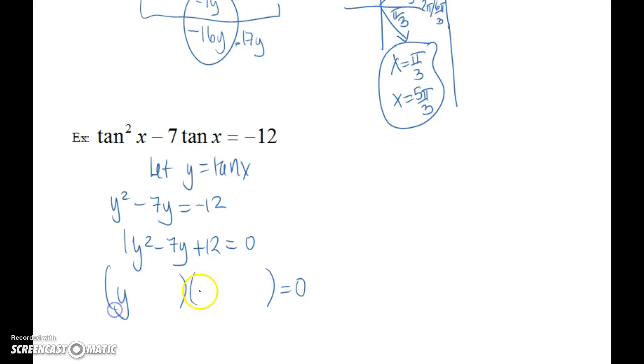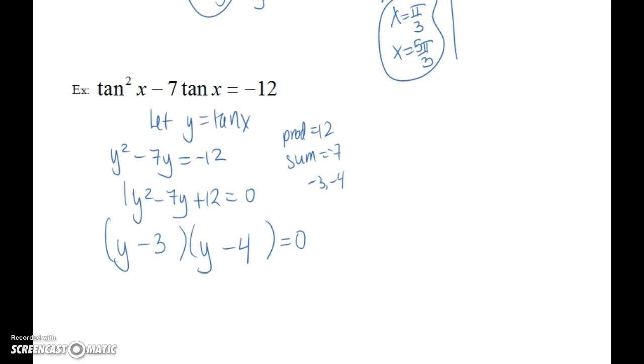So when we're factoring, we can find two numbers that have a product of 12 and a sum of -7. And -3 and -4 meet those conditions. So we have y minus 3 and y minus 4 equal to 0. Now for setting up our solutions, we have to set each factor equal to 0 independently. So y minus 3 equals 0, y minus 4 equals 0, so y equals 3 or y equals 4.